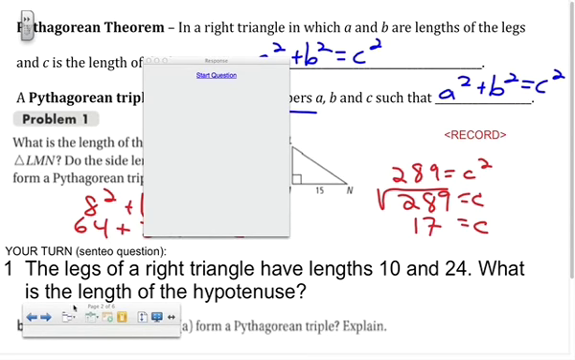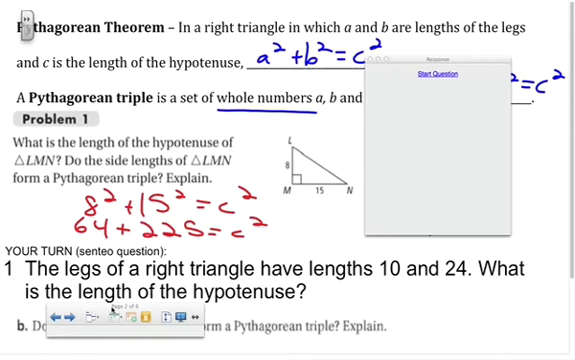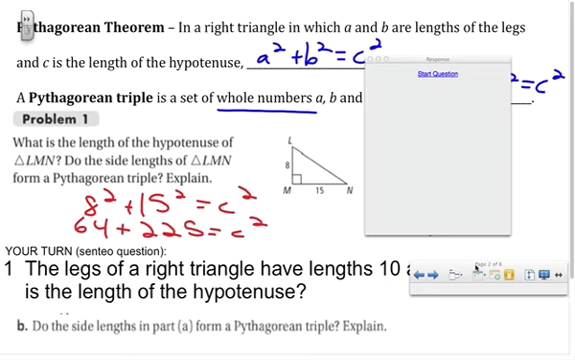Okay, part B of that is asking, do the side lengths in part A form a Pythagorean triple? Ladies and gentlemen, what do you think? Do those side lengths form a Pythagorean triple? Yes, by sheer virtue of the fact that we solved an equation to make sure that a squared plus b squared equals c squared, we've complied with that. And by virtue of these three numbers being nice and pretty, yes, this is a Pythagorean triple.